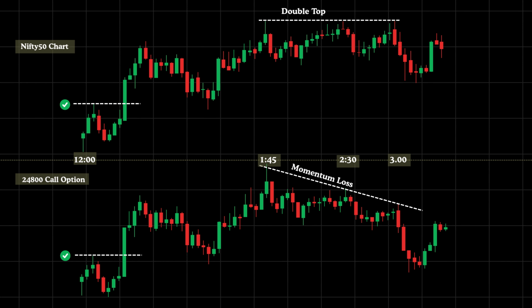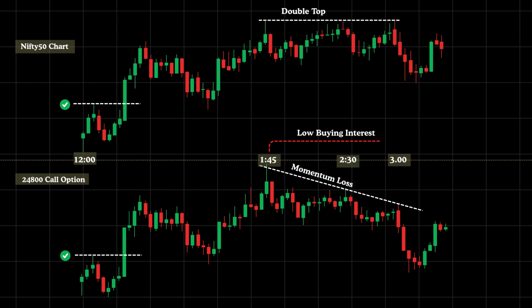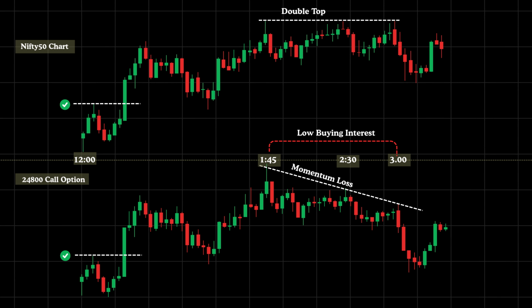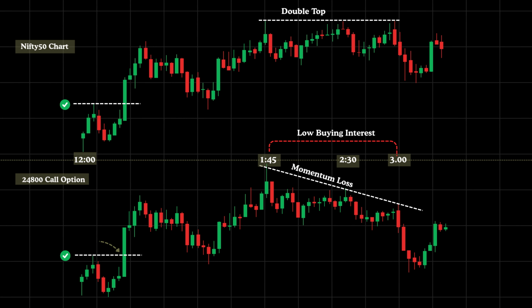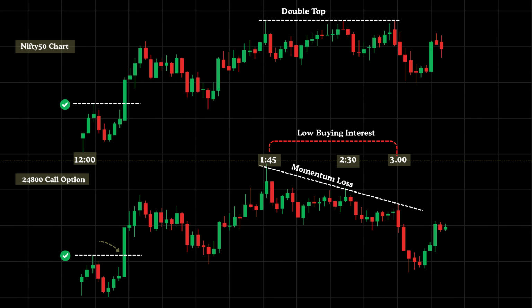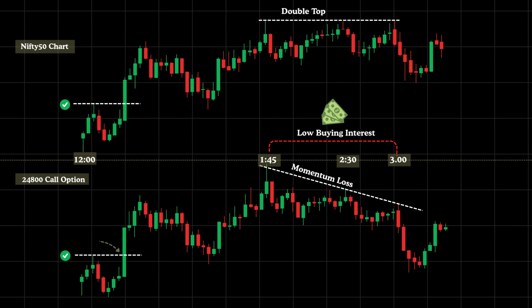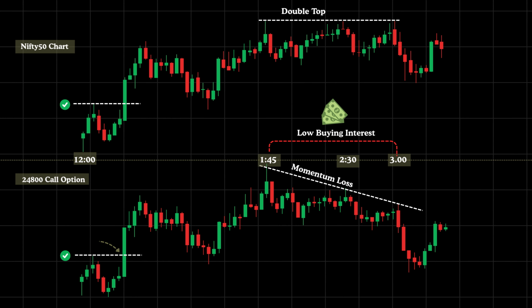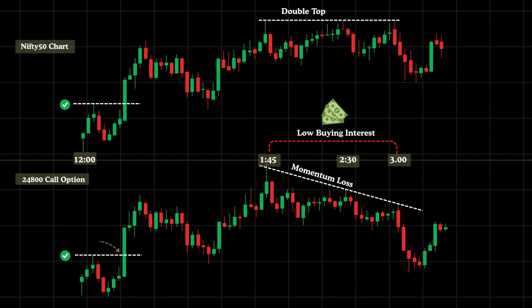Since option buyers had shown little interest in purchasing this option since 1:40, the market saw a steady drop in premiums due to reduced buying pressure. Additionally, traders who had previously bought this option began exiting their positions to book profits, increasing selling pressure. Therefore, if you notice any changes in candlestick patterns or a drop in momentum on both the index chart and the option premium chart, take note.